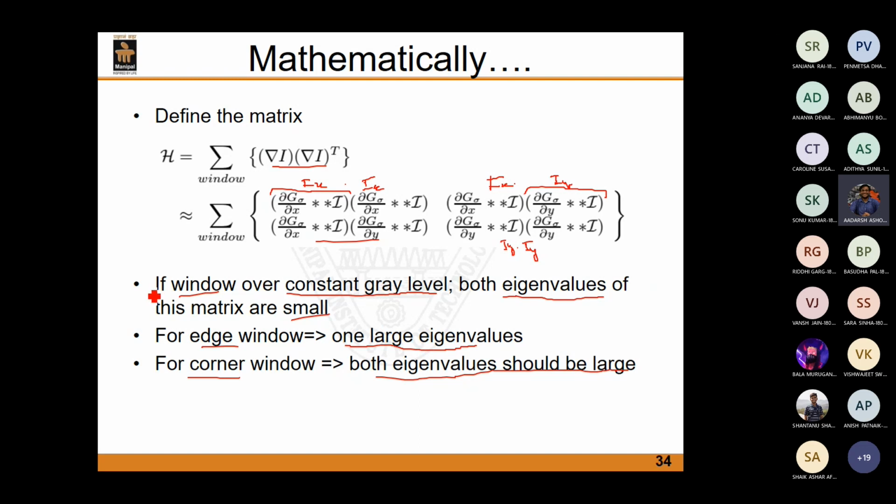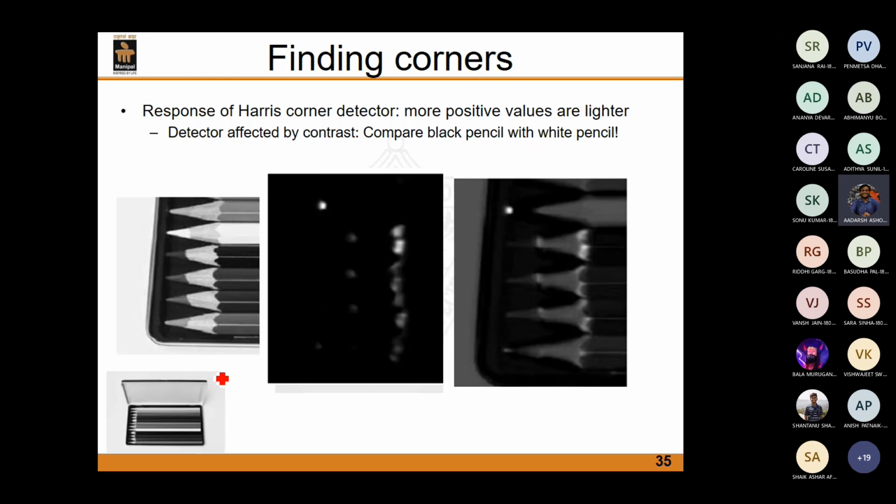So by simply computing this particular matrix, which is basically a matrix of the gradient information, and then finding the eigenvalues and looking at the values present in them, I can easily say whether the given region or window that we are considering is a corner region or not. This type of corner detection method is called the Harris corner detector, and here you can see an example of how the Harris corner detector looks.